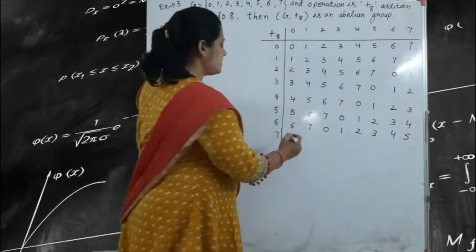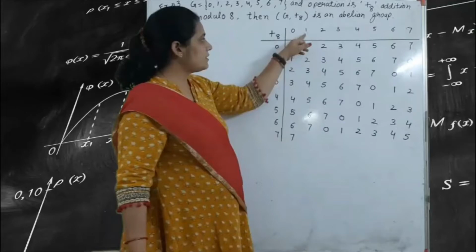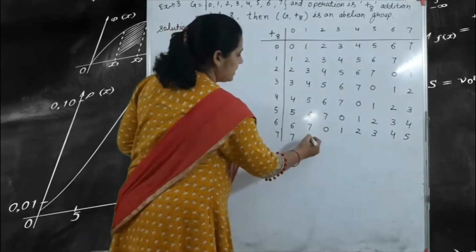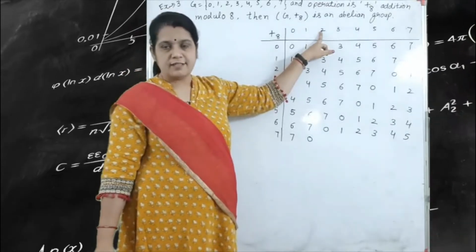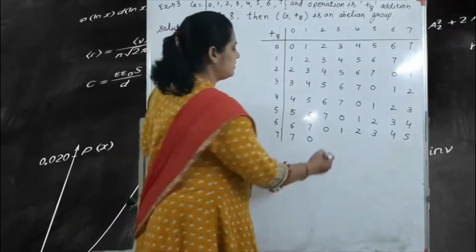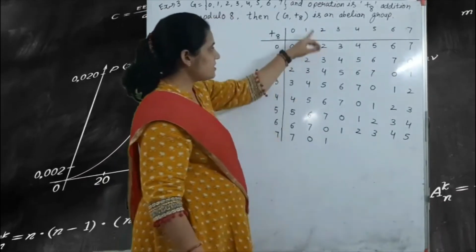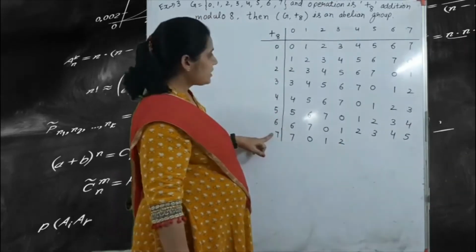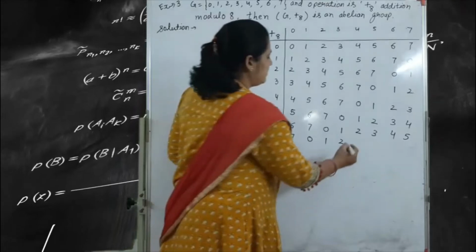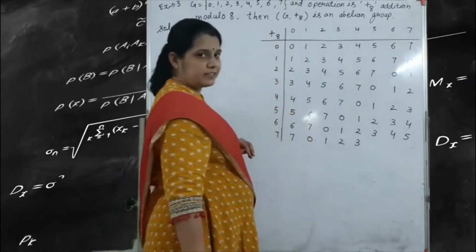So 7 plus 0, 7. 7 plus 1, 8, divided by 8, remainder is 0. 7 plus 2, 9, divided by 8, remainder is 1. 7 plus 3, 10, divided by 8, remainder 2. 7 plus 4, 11, divided by 8, remainder is 3.